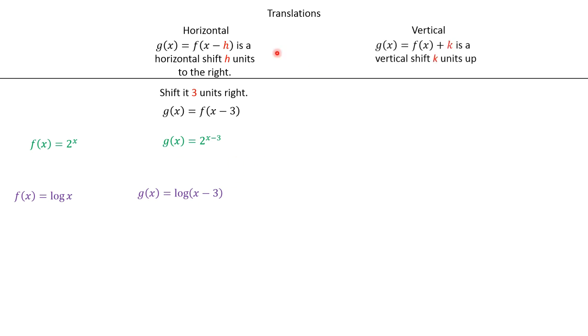So, vertical, we're going to add k, and we're going to do it to the function itself. It happens outside, and that'll move it k units up. So if we wanted to move it 5 units down, which would be negative 5 units up, we're going to have g of x equals f of x minus 5. So we're going to take our f of x, and we're just going to subtract 5. Here our f of x is 2 to the x, minus 5. The log of x, minus 5.